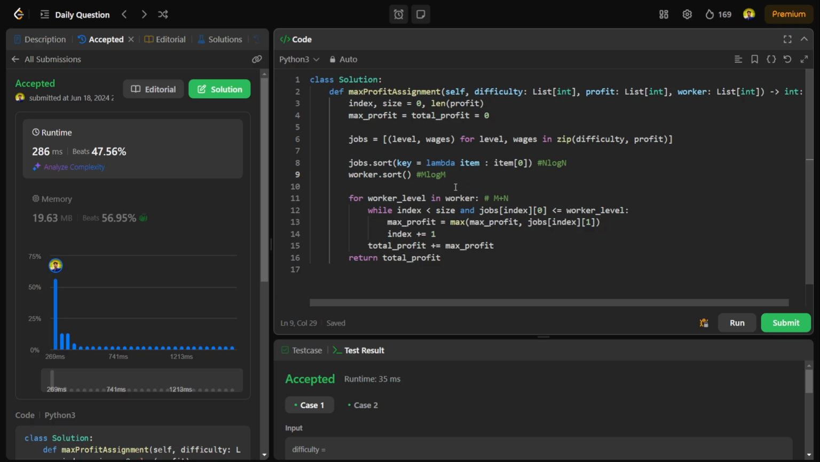So we have done this approach in m log m plus n log n, which is the major part. So yeah, that's all for today.